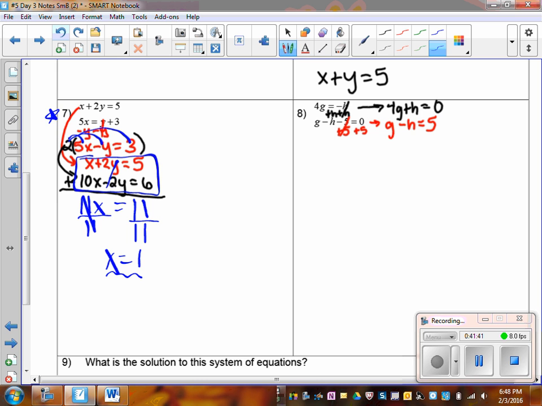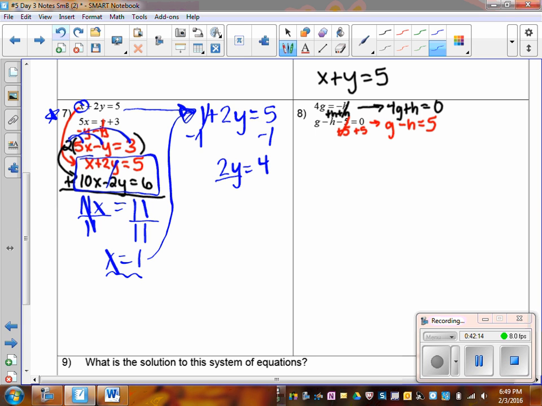Alright, now that I have my x value, I can put that in to solve for y. Again, you can use either equation, it does not matter. Just pick one and put it in. I'm just going to use my top equation. So I'm taking 1 and putting that in for x. Where I see x in my equation, that's where I'm going to put 1. So instead of x plus, I have 1 plus 2y equals 5. Then we solve for y. So subtract 1 from both sides. 2y equals 4. Divide by 2.